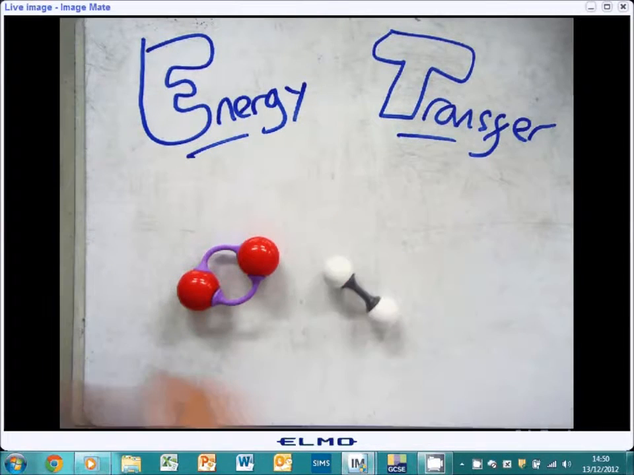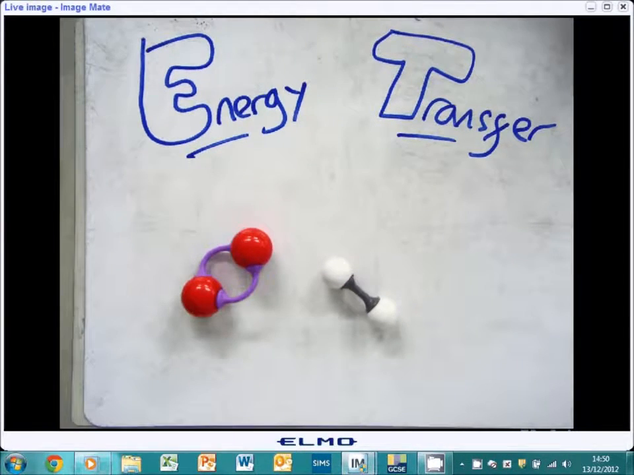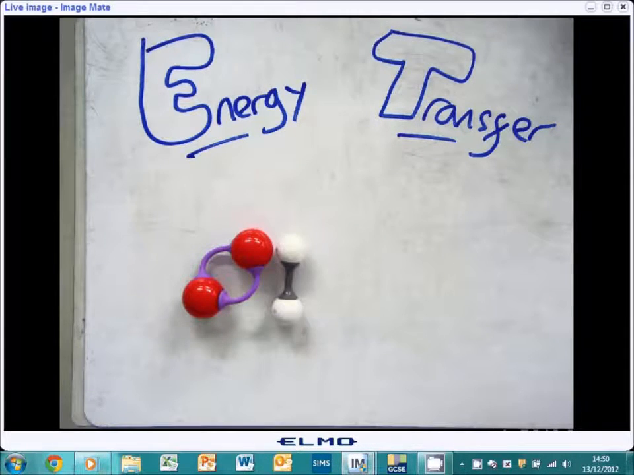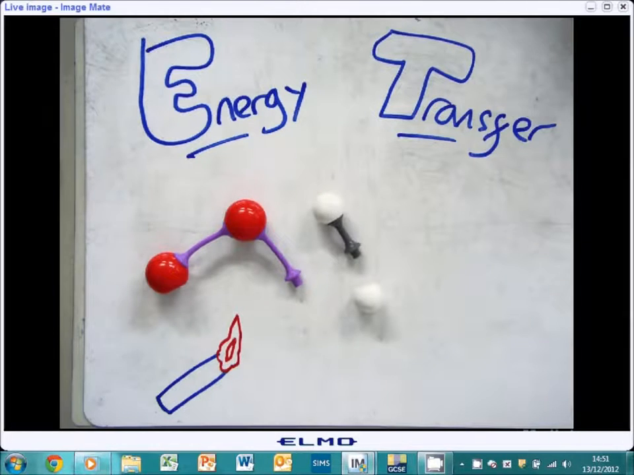So if we take the example of hydrogen and oxygen reacting together, when you have hydrogen and oxygen in the air, if they bump into each other, nothing happens. They haven't got enough energy to react. So what you have to do is put in the energy. So you usually get a match. In other words, energy must be supplied to break the bonds that are already there. This is an endothermic reaction.